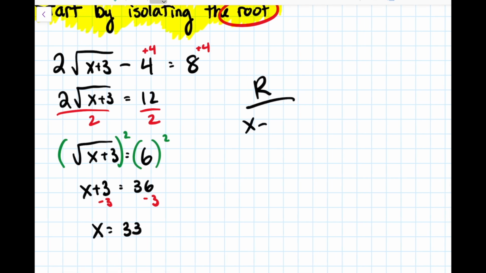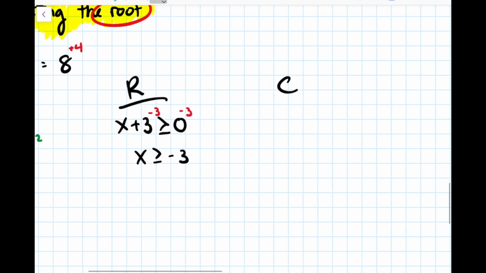We've got a pretty simple one in this case. x plus 3 is greater than or equal to 0. We're going to subtract 3 on both sides, and we just get x is greater than or equal to negative 3. Again, negative 3 is totally fine. We're going to check our answer.